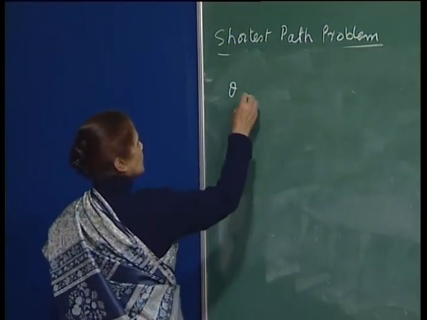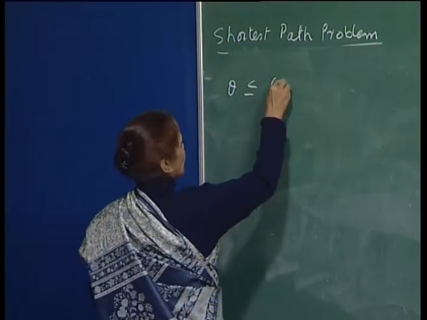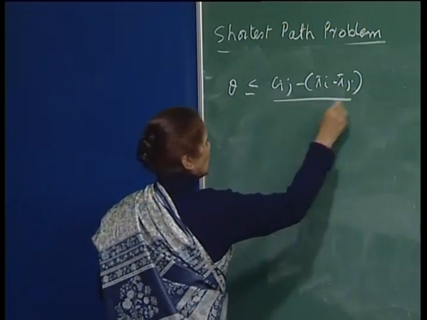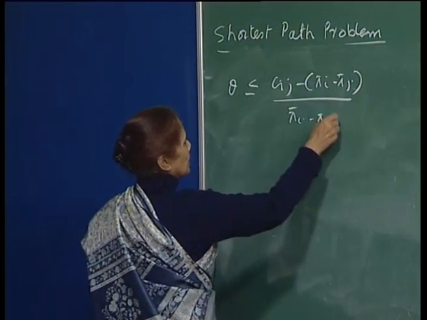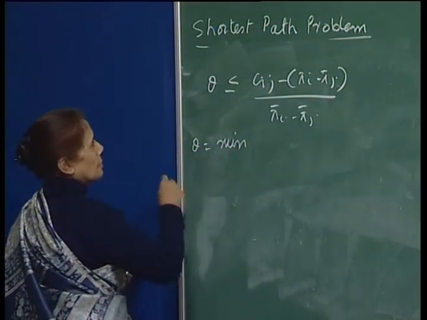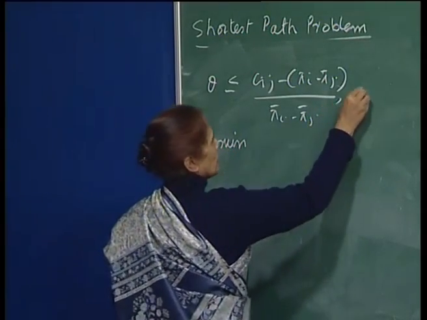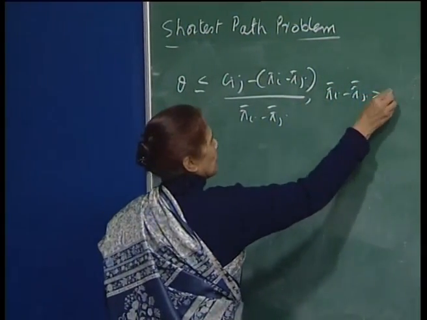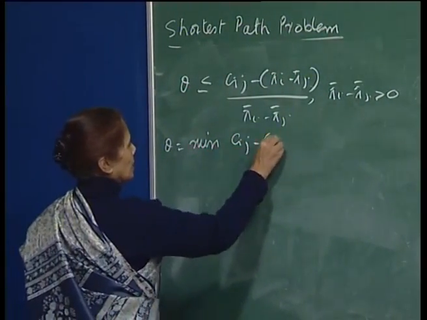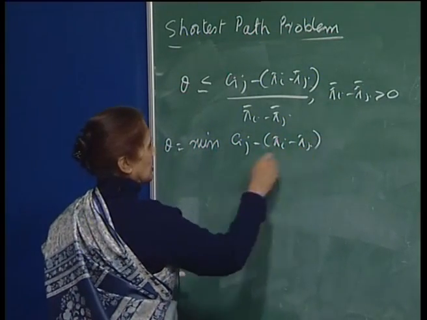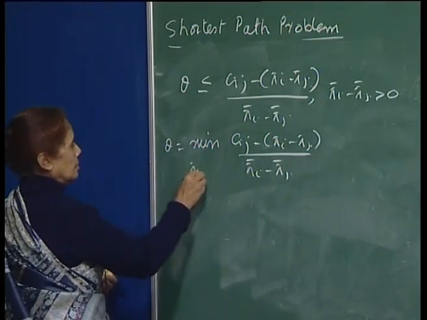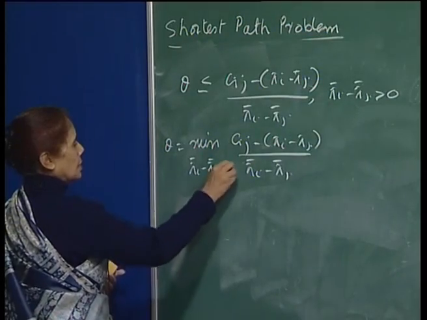You get that theta should be less than or equal to (c_ij minus pi_i minus pi_j) divided by (pi_i bar minus pi_j bar), right. And so, we choose theta to be the minimum, where of course pi_i bar minus pi_j bar is greater than 0. So, it will be the minimum of (c_ij minus pi_i minus pi_j) divided by (pi_i bar minus pi_j bar), over pairs where pi_i bar minus pi_j bar is greater than 0.